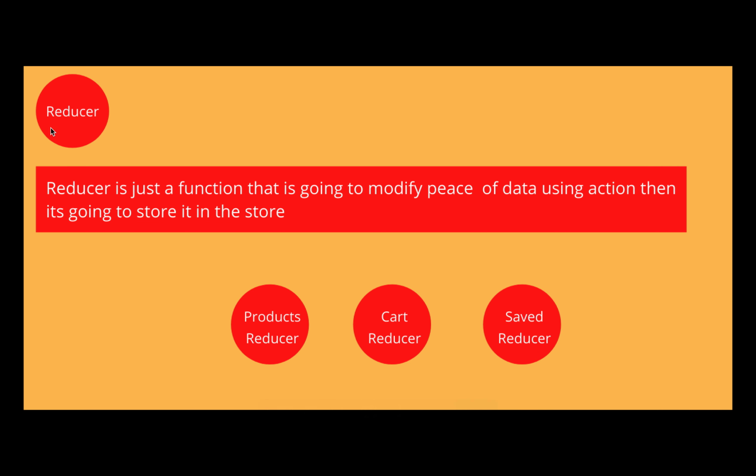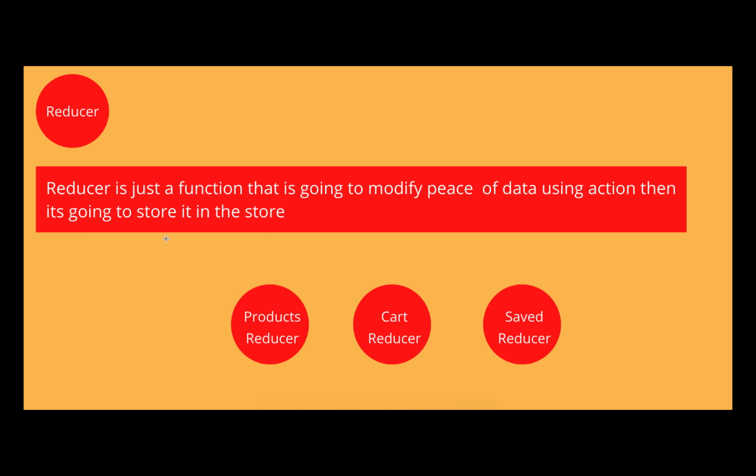So once again, I'm gonna explain the reducer first because it is a really important thing to do. Reducer is just a JavaScript function that is going to modify a piece of data using action. Then it is gonna store it in the store. Let's read it once again. Reducer is just a function that will modify a piece of data using action. Then it is gonna store it in the store.